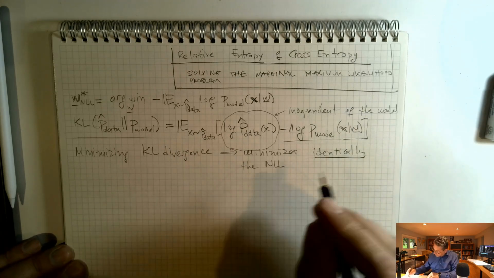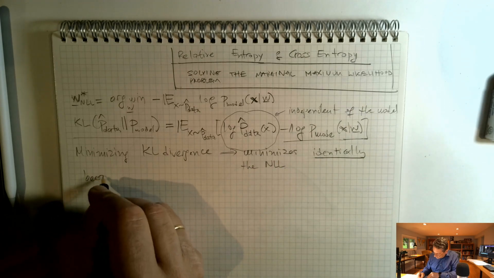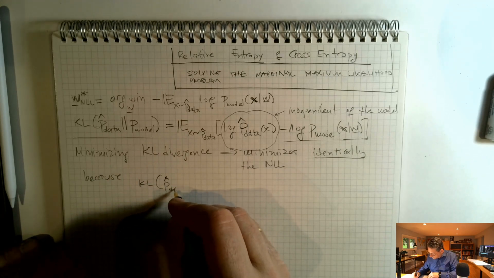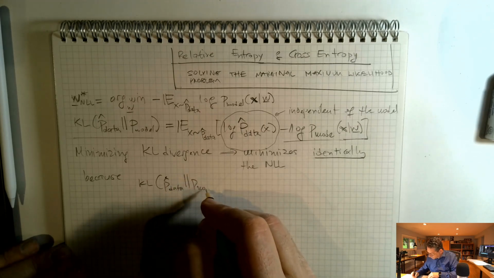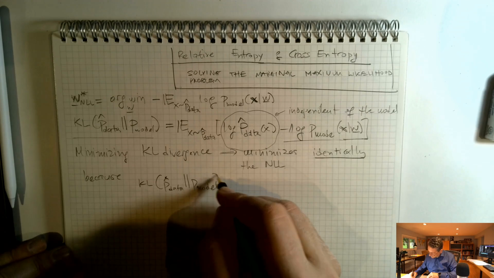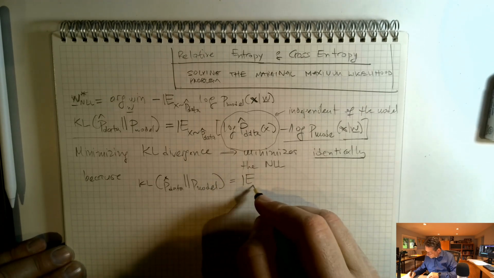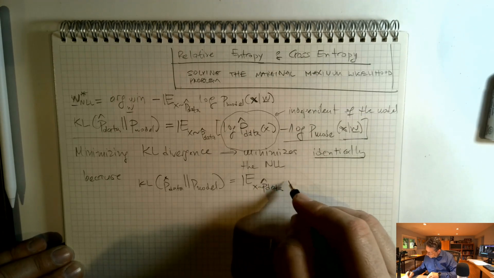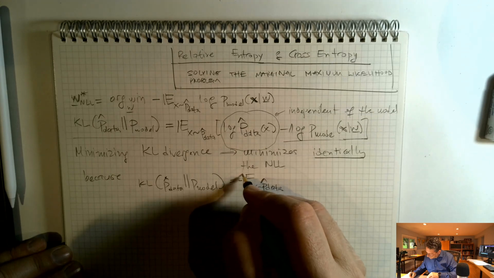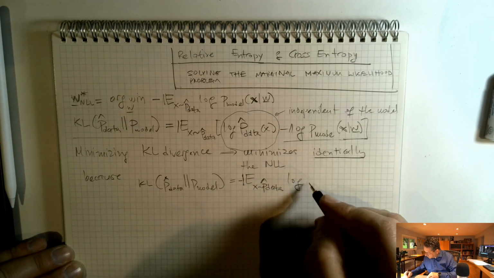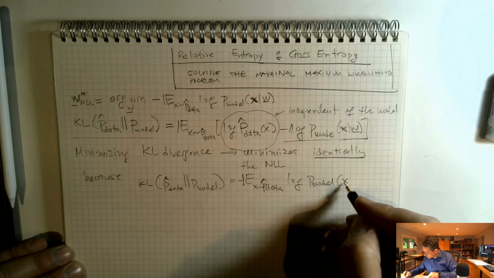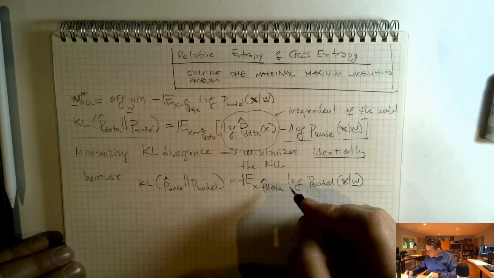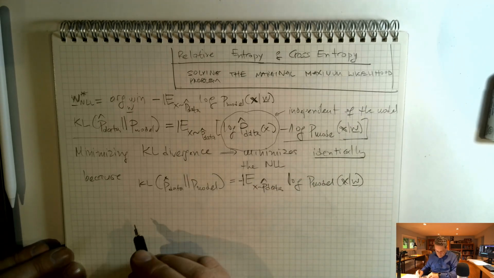Okay, so because KL of P data hat, P model is the expected value over X of P data hat of minus the log of the P model of X given W. Okay, so that's one thing.